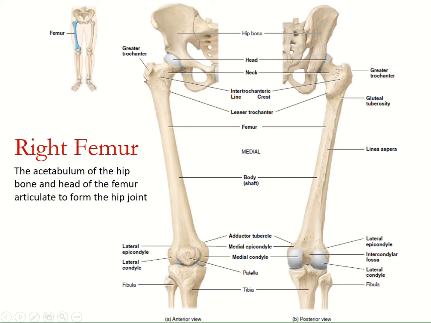So you have a greater trochanter, lesser trochanter over here, the body or shaft of the femur, and a lateral and medial epicondyle of your femur. This is your patella or your kneecap. Then it will have an articulation with your tibia medially, and your fibula will not have an articulation with your femur.